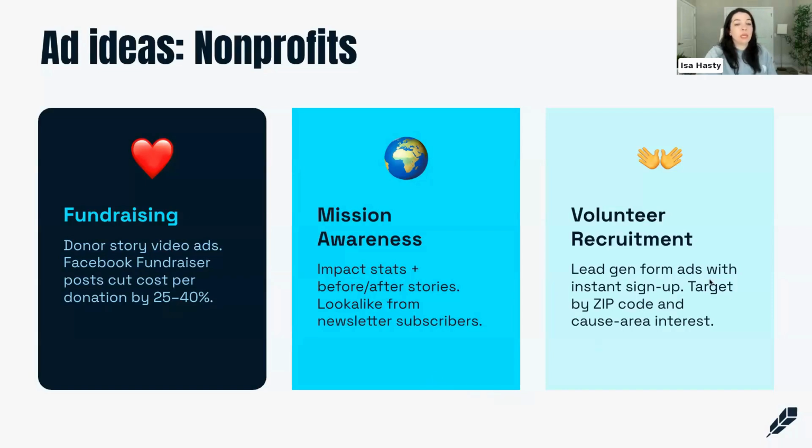But if anyone in here uses that, drop in if that is helpful for you or if you've seen a meaningful difference in terms of ad performance. And then for general awareness, you can use impact stats, before and after stories. And then you might run a campaign to people who look like your newsletter subscribers, right? So you can do this in Meta.